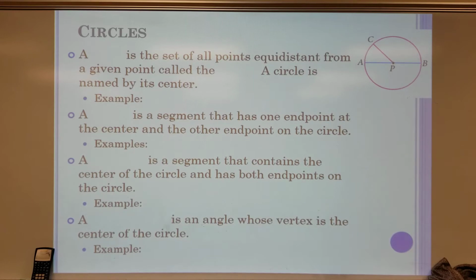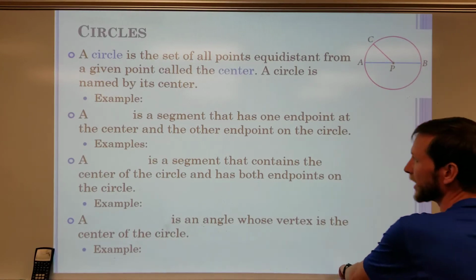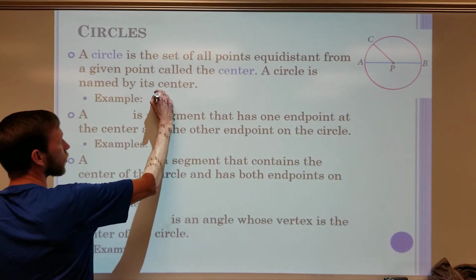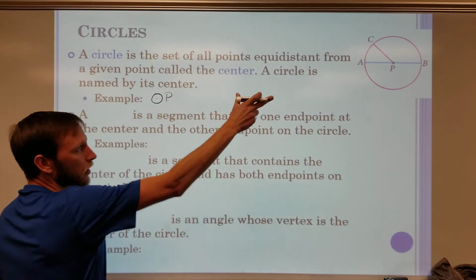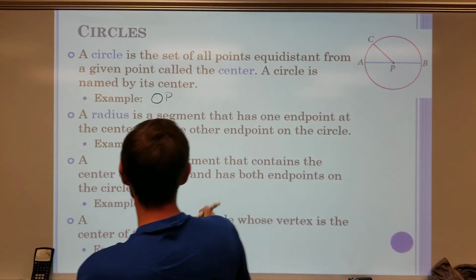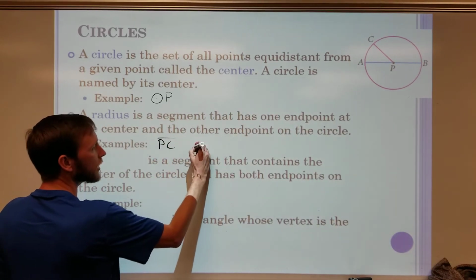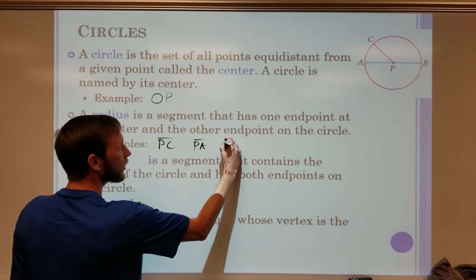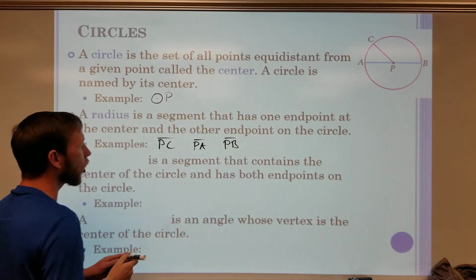But in order to do that, we need to know our basics about circles. And these are things that you're already quite familiar with, that a circle is a set of points that are equidistant from the center. We would call this circle P. And so we would draw a circle with a dot and then the capital letter P, because the circle has a center at point P. A radius is a segment whose endpoints are the center and a point on the circle. So segment PC or CP is a radius. PA or AP, PB or BP are all radii.